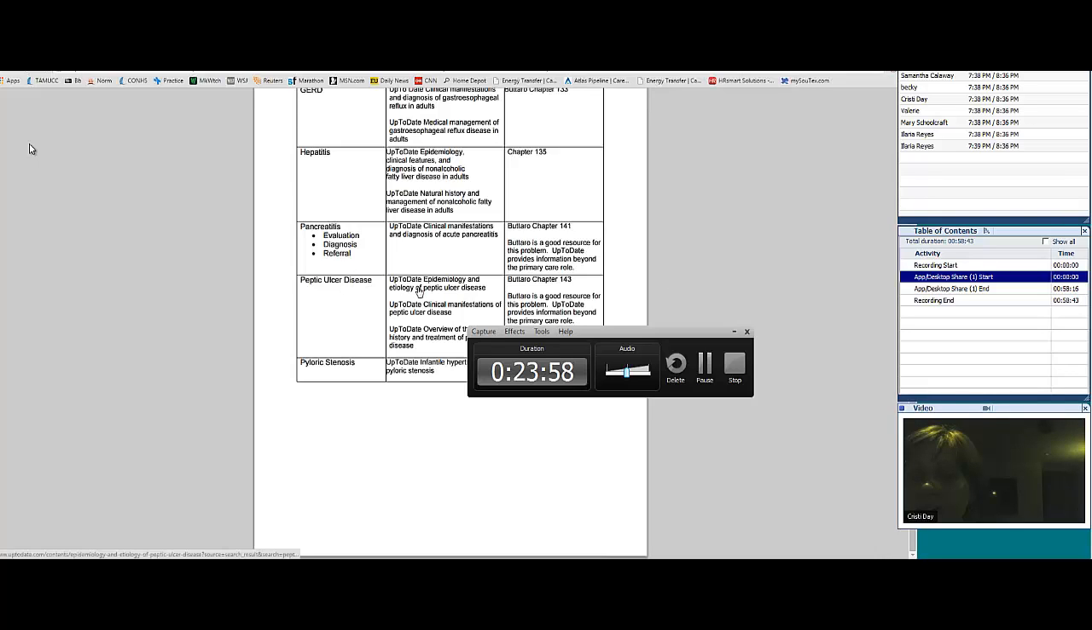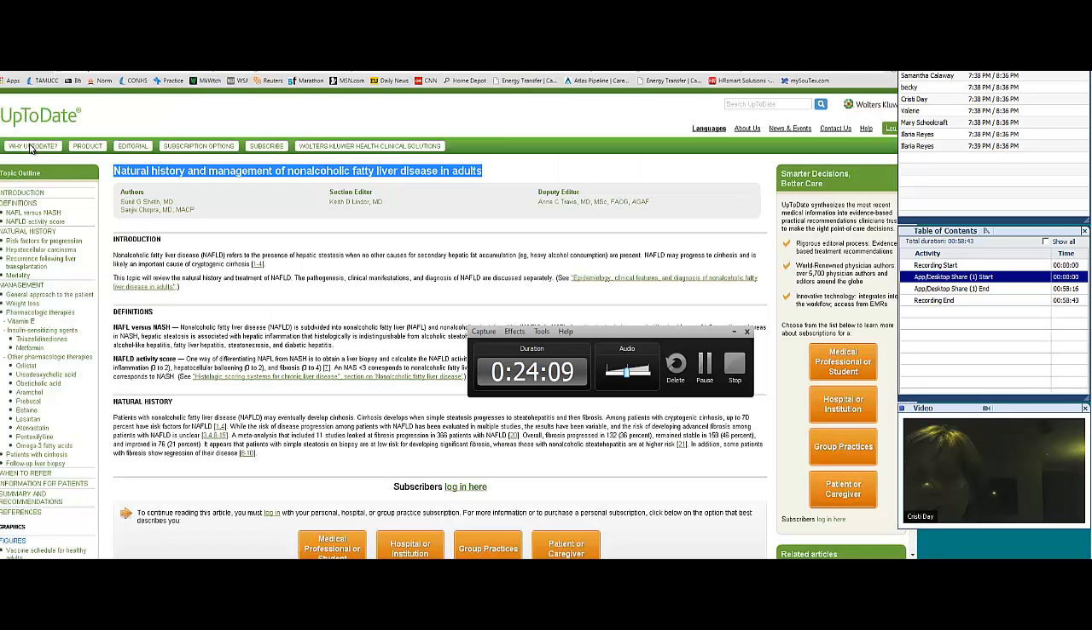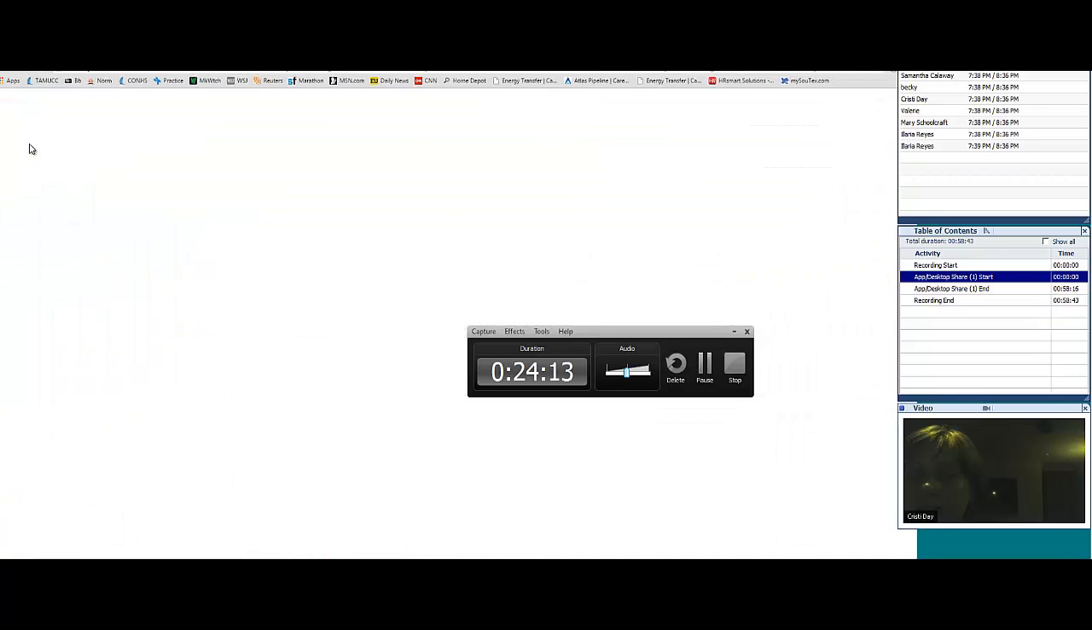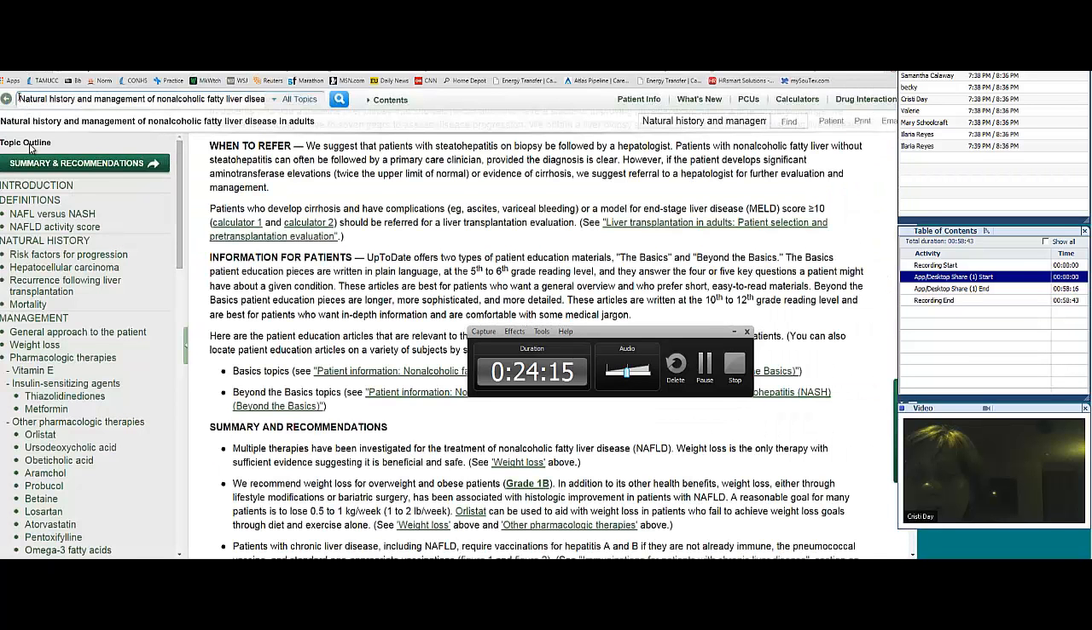And then peptic ulcer disease, I think H. pylori is in there. H. pylori goes right with that. What was the percentage? 90% of people with peptic ulcer have H. pylori. Was that what it was? Something like that.